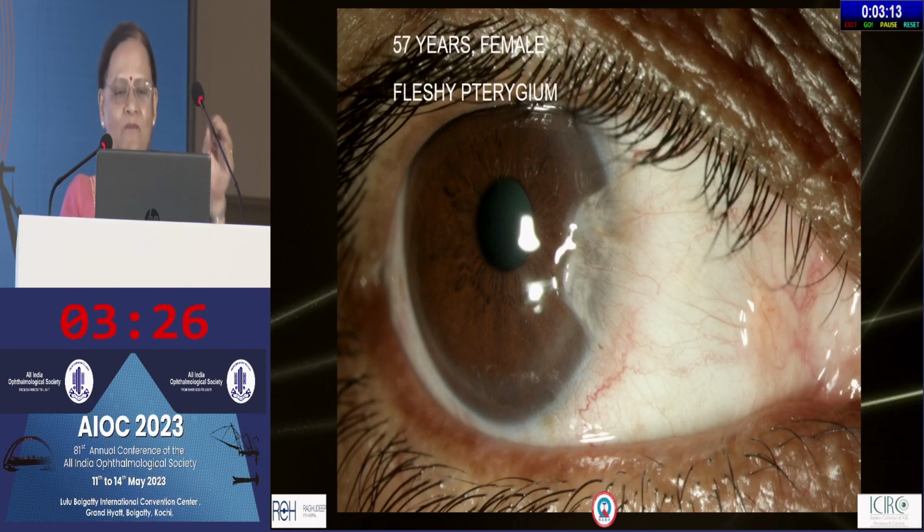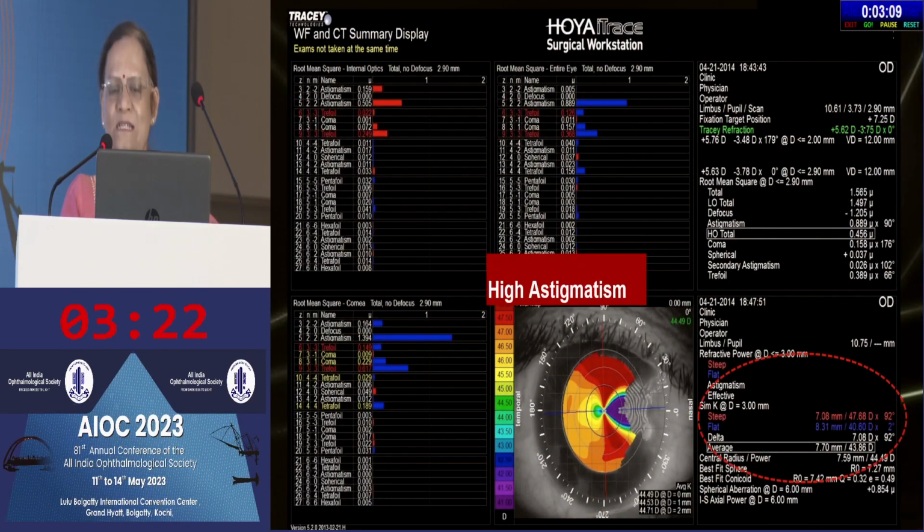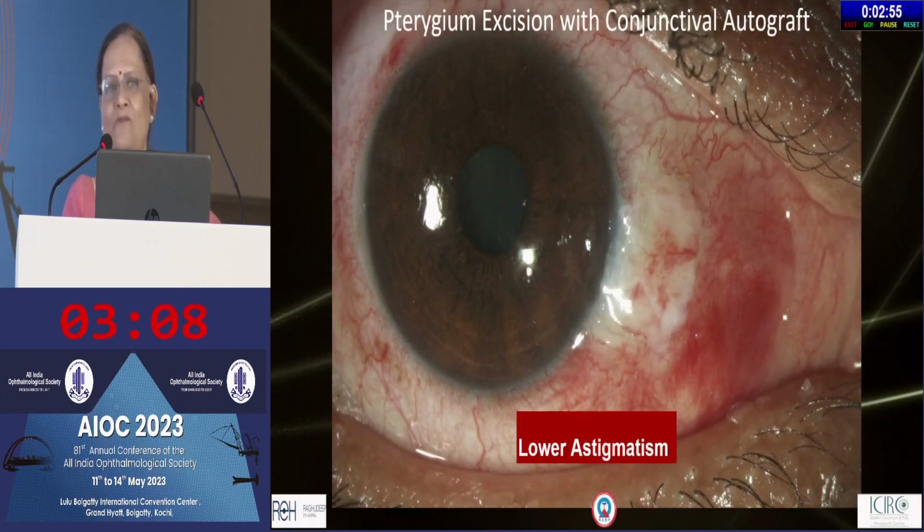This is a lady with a fleshy pterygium, and she's showing a very high astigmatism. If you see the steep and the flat axis, which is circled in red, you will see the high astigmatism, almost 5 to 6 to 7 diopters, along with the higher order aberrations. After the pterygium surgery with a conjunctival autograft, we not only lowered the astigmatism, we got rid of the higher order aberrations, and now she has a regular astigmatism.